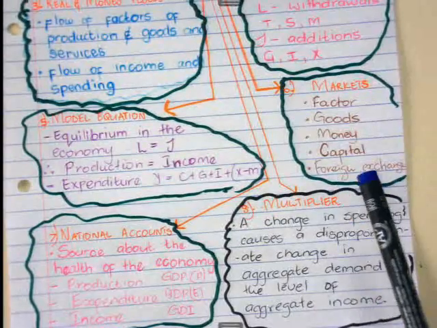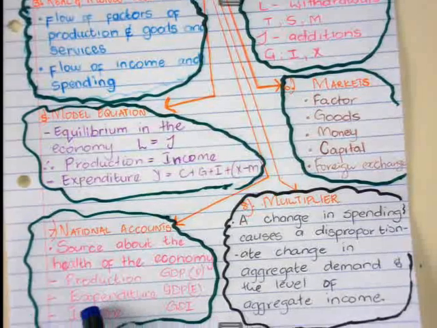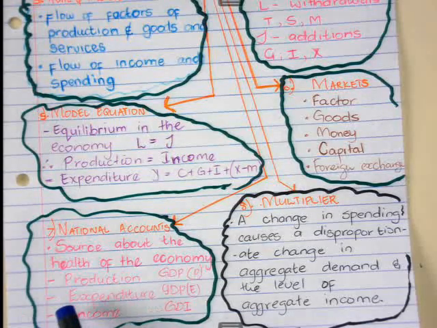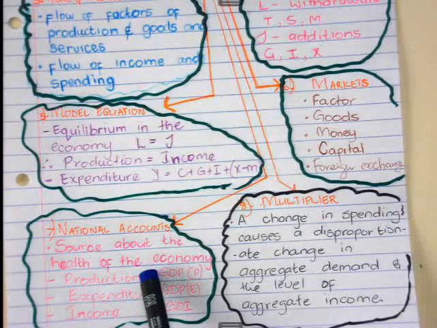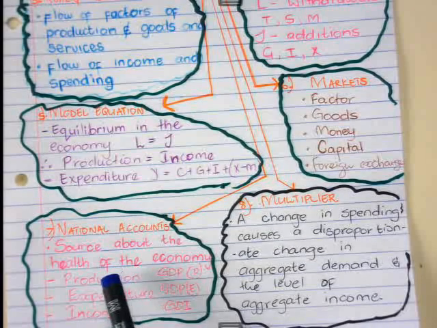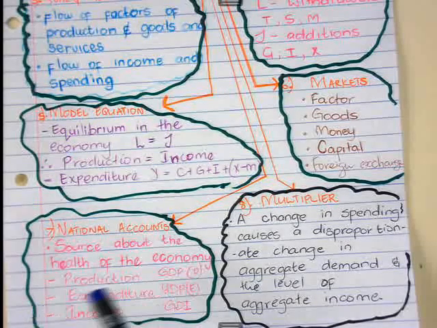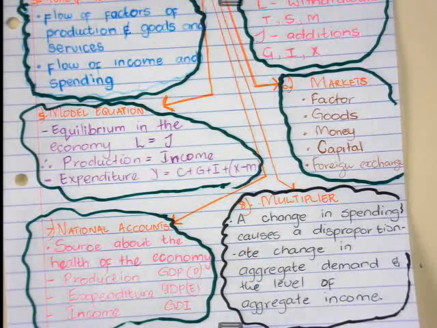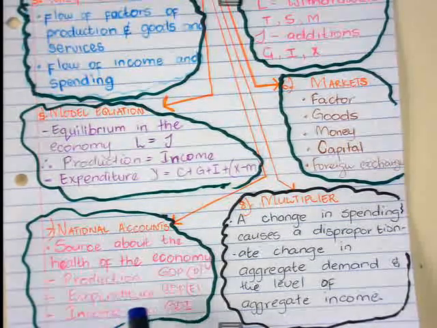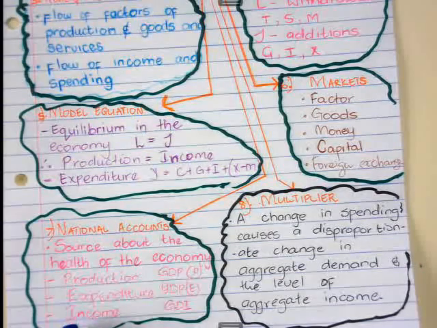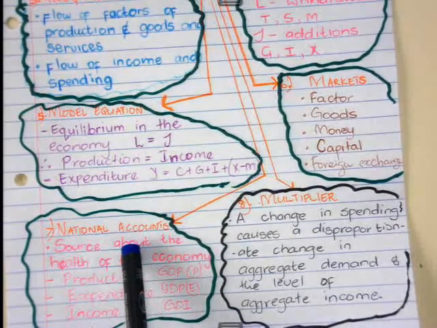From the circular flow, the workings of the economy, we are able to calculate the national account. And what is the national account? The national account serves as a source about the health of the economy. We use the national account to determine how healthy the economy is. Is our economy growing? Are we not growing within the economy? So we can use three methods to calculate the health of the economy or the national account, which are the production method, expenditure method, and lastly, the income method. These are the three methods that we use in order to calculate the national account, right?